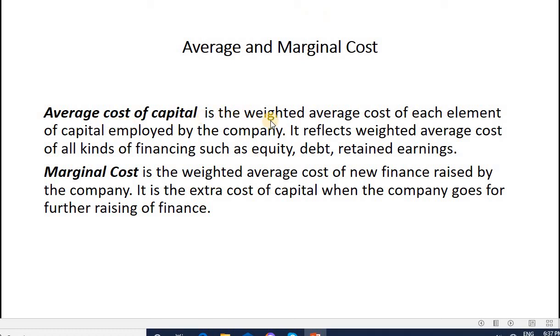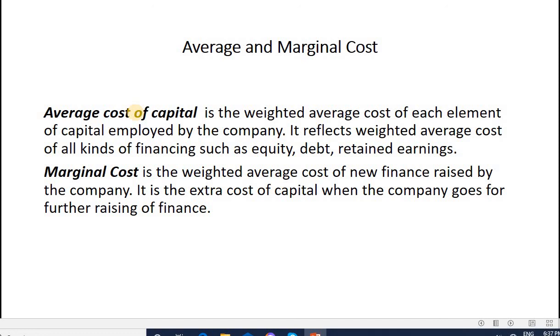Average cost of capital is the weighted average cost of each element of capital employed by the company. It reflects the weighted average cost of all kinds of financing such as equity, debt, retained earnings. Average cost means whatever different types of capital we have raised, in the form of equity, preference, debentures, retained earnings, we have taken the proportion, means we are taking the average cost by adding all the cost of each source.